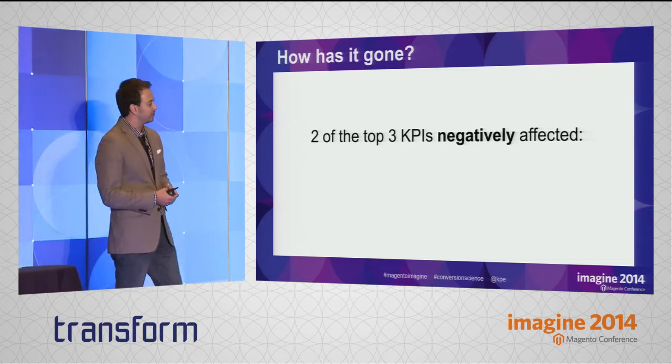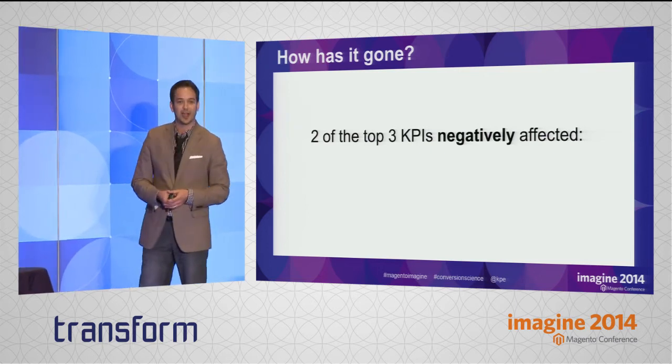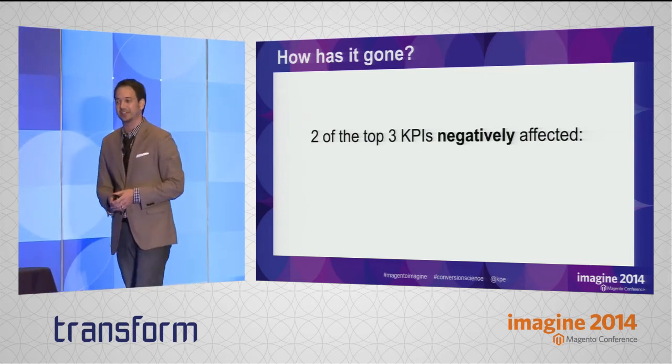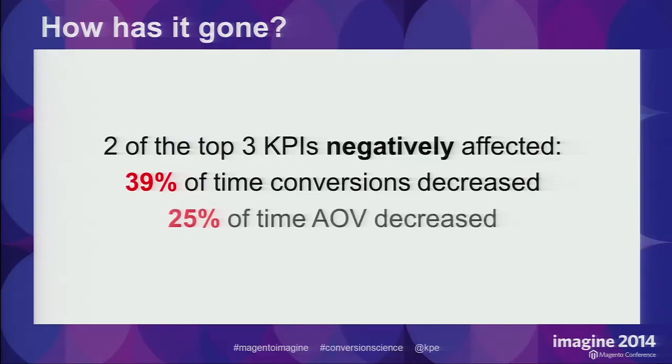And I'm going to ask you again, what do you think 2 of the top 3 negatively impacted KPIs were from a redesign? Conversion and average order value, ironically enough. 39% of the time, conversion rate decreased. 25% of the time, average order value decreased. You might look in amazement, how can this be?